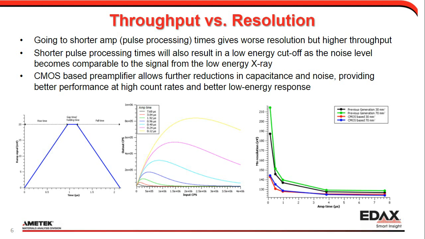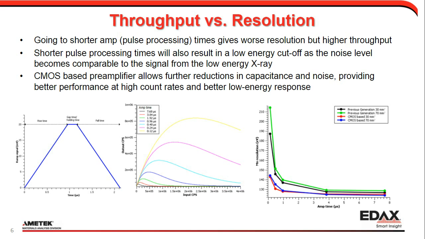The chart in the middle shows output counts per second versus input counts per second at different amp times. The black curve in the very bottom is the slowest amp time at 7.68 microseconds, while the yellow curve represents the fastest amp time at 0.12 microseconds. You can see shorter amp times give higher throughput, but shorter amp times mean worse resolution.